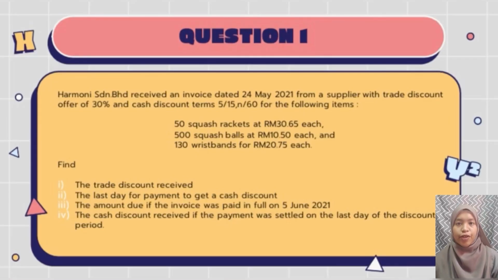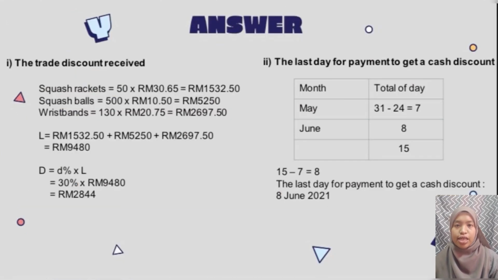Next, I will present about question number 1 in trade and cash discount. Based on the slide, first question is the trade discount received. Second, the last day for payment to get a cash discount. Third, the amount due if the invoice was paid in full on 5 June 2021. Last, the cash discount received if the payment was settled on the last day of the discount period. As you can see in the first question, we will use this formula, which is trade discount amount equal to discount rate times list price. The final answer for this question is equal to 2,844 ringgit.